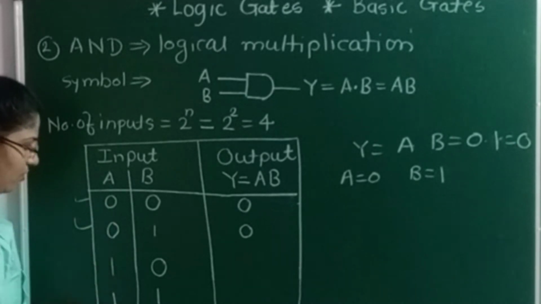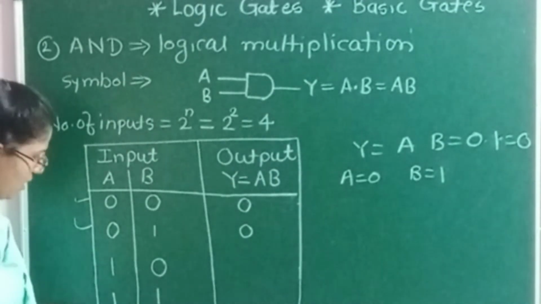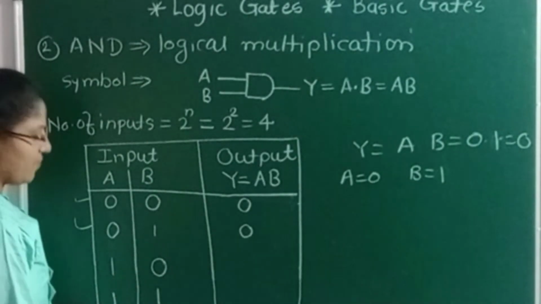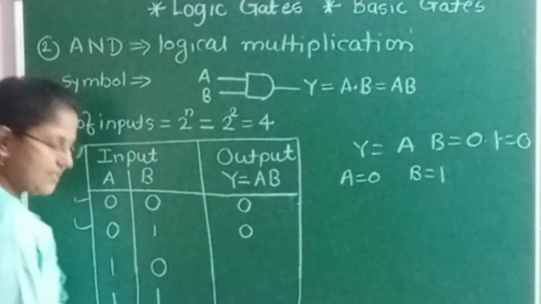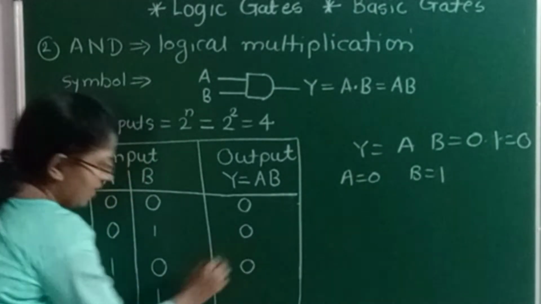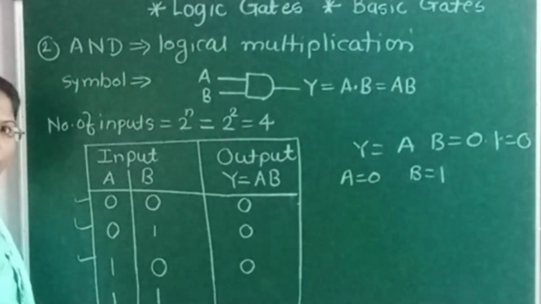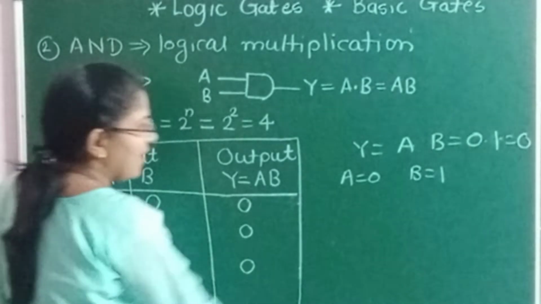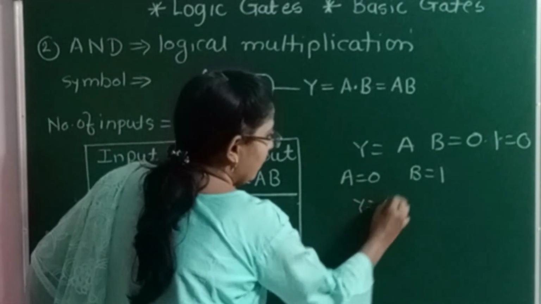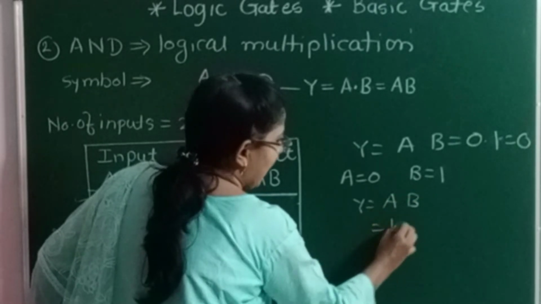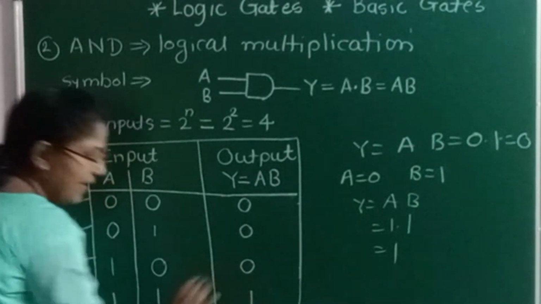Now see the third row where the input A is equal to 1 and input B is equal to 0. So put the value of A and B here in the expression, 1, 0. So 1 into 0, result is 0. Now see the last row, A is equal to 1, B is equal to 1. So Y equal to AB, 1 into 1, result is 1. That is, output is 1.